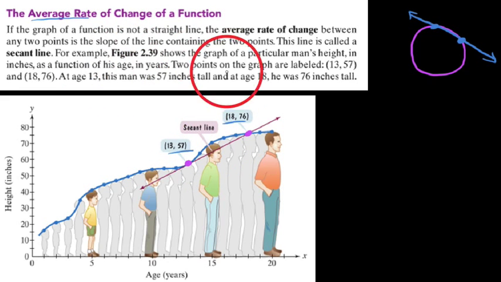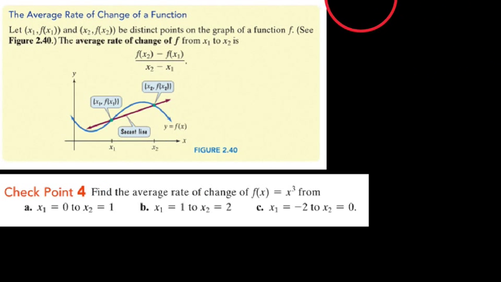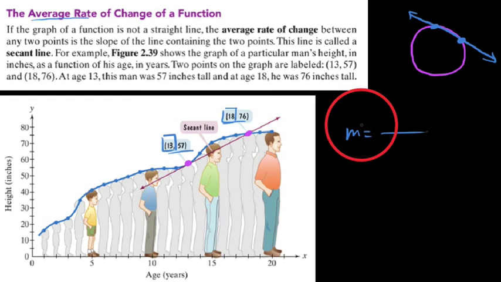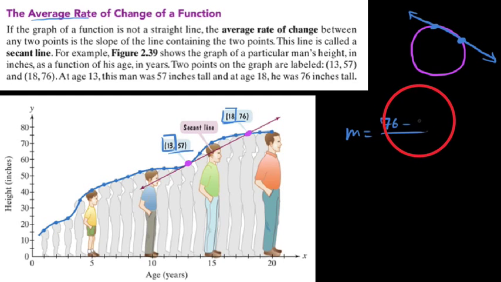And so as an example here, we say that this particular person's height in inches is a function of his age in years. We could find the average rate of change between when he was 13 years old and when he was 18 years old, like how fast this individual is actually growing. And so the way we'll do this is just find the slope of the line containing those 2 points. So our slope here, the average rate of change of this gentleman, would be y2 minus y1. So we'd have a height of 76 inches minus a height of 57 inches, change in y.